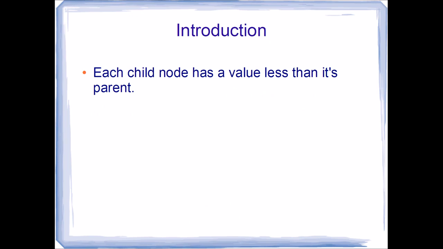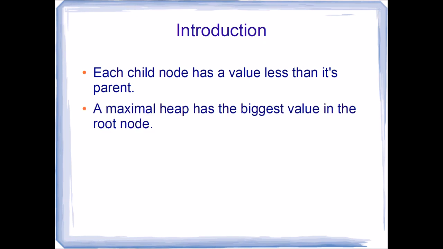All right, so a fundamental property of the heap is that each child node has a value less than its parent. So two types of heaps. One type is a maximal heap, and that's a heap where the biggest value is always in the root node. Okay, that's one of the benefits of a heap, is that you can always instantly identify where, if it's a maximal heap, the biggest value is. It's always going to be in the root node. So getting or retrieving that value, very fast operation.